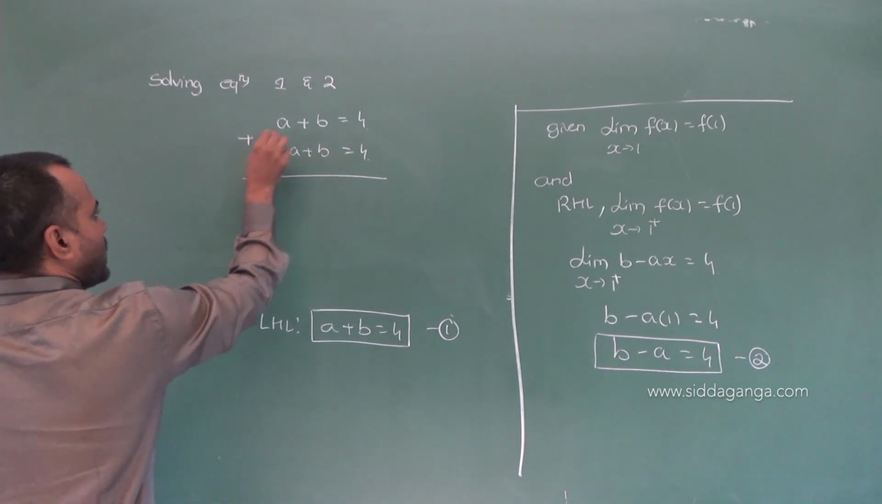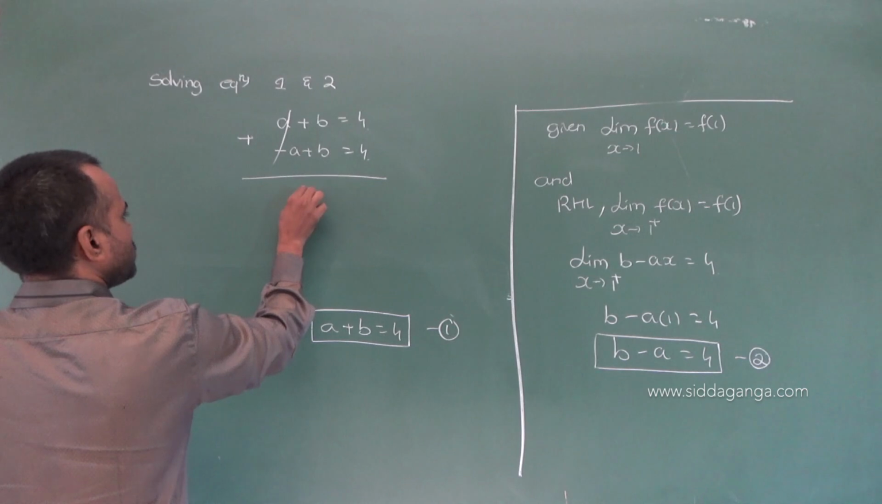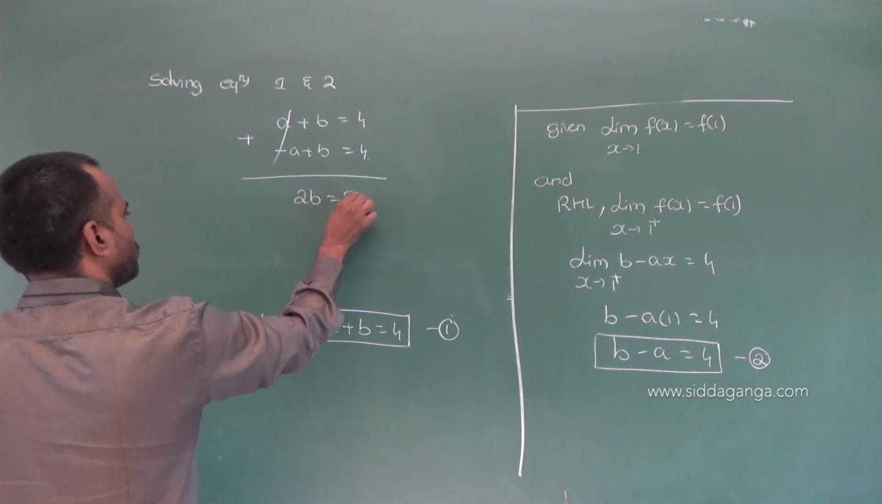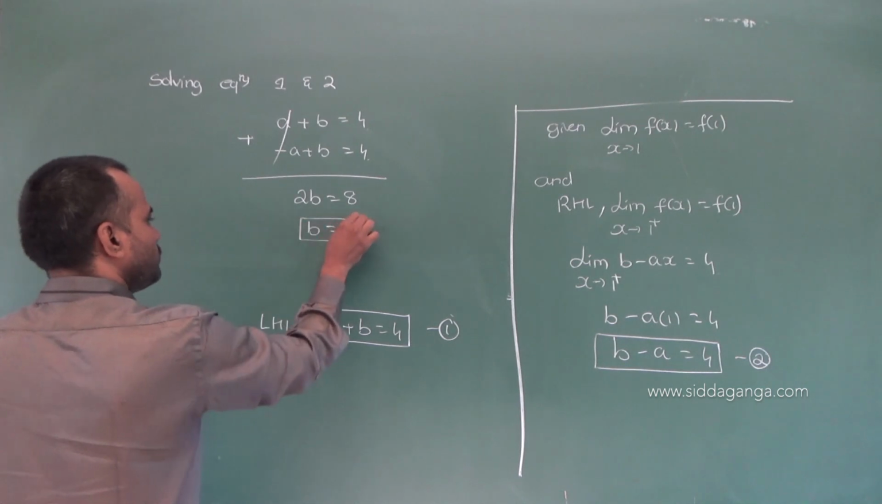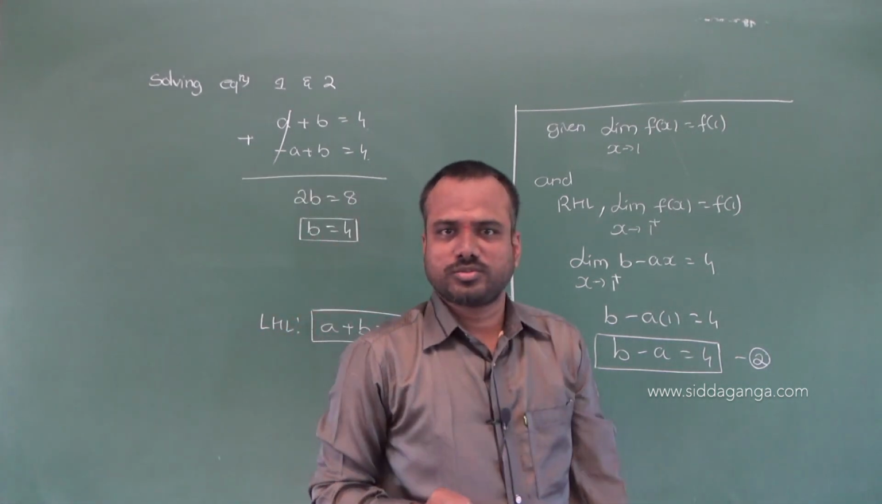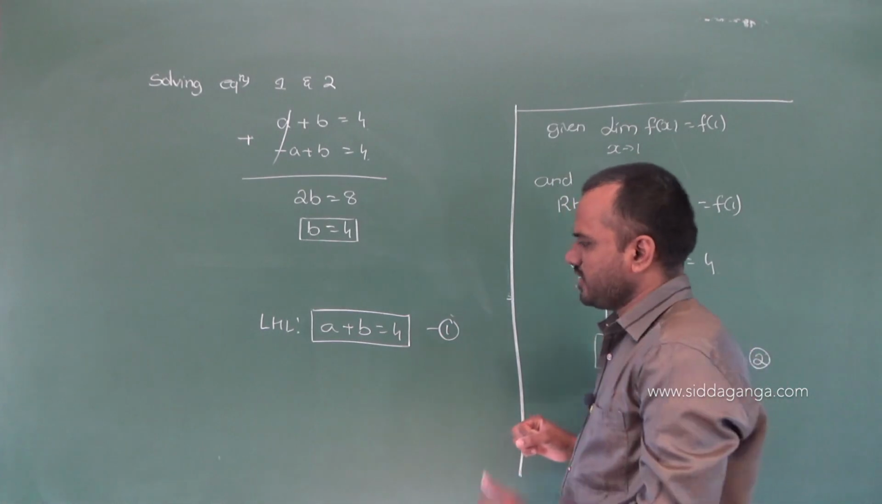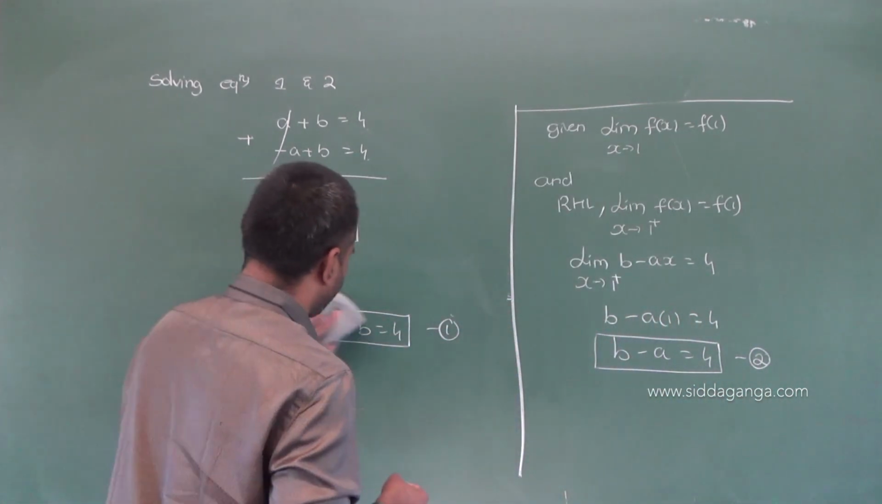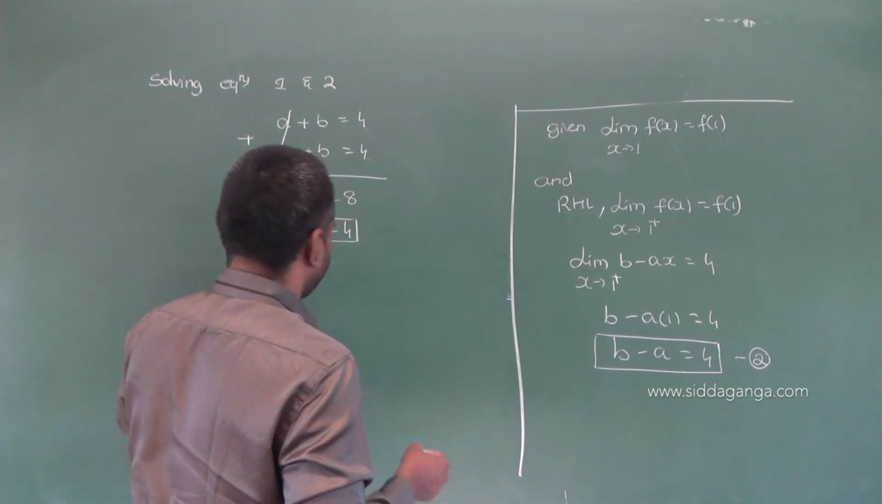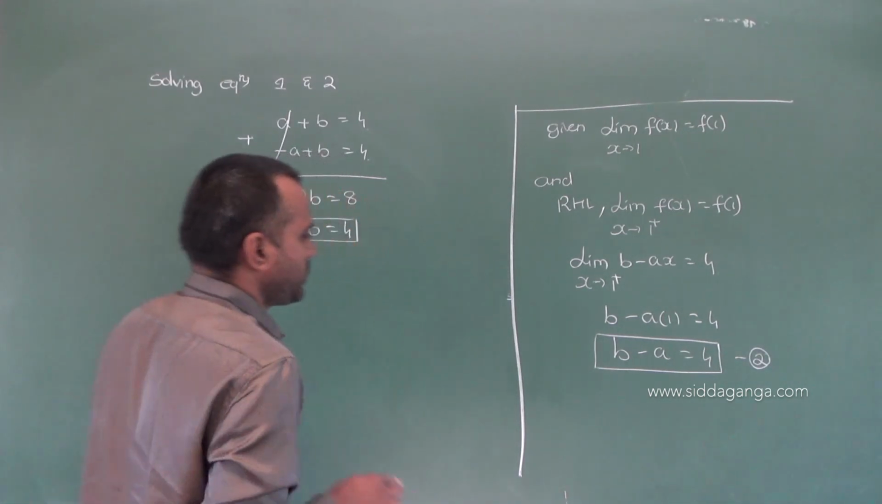Adding 1 and 2, plus a and minus a get cancelled. 2b is equal to 8, b is equal to 4. Correct? b is equal to 4. So we got one value. Substitute it in any one equation, either the first equation or the second equation.